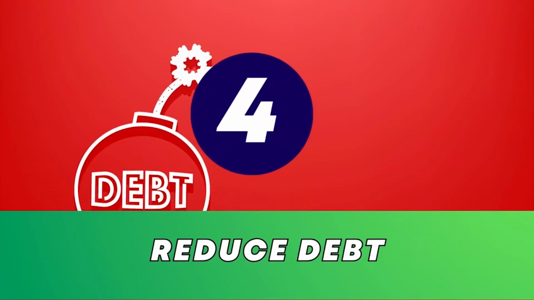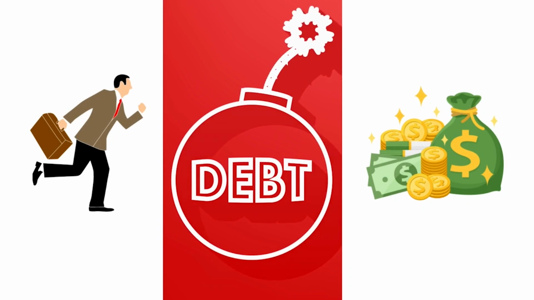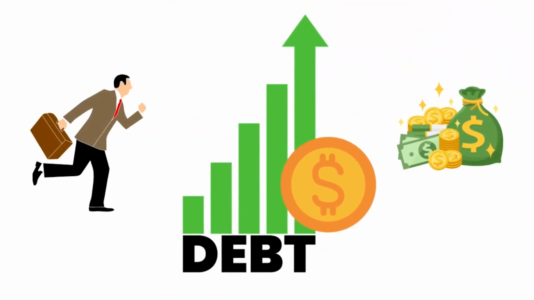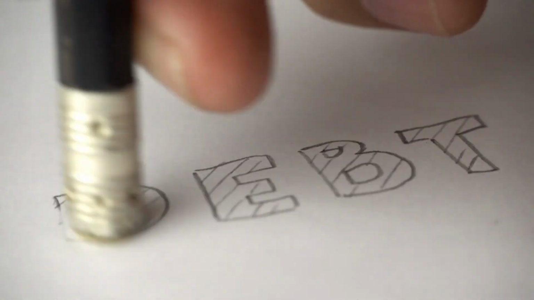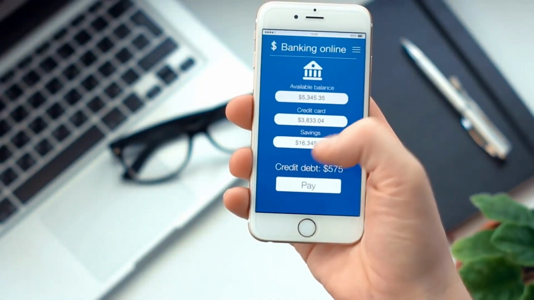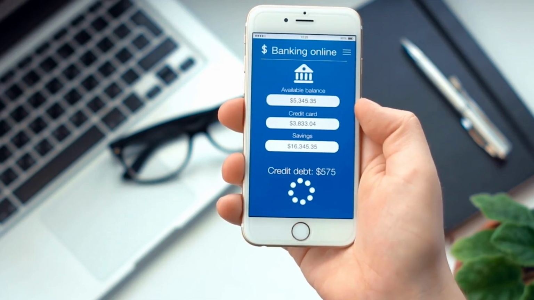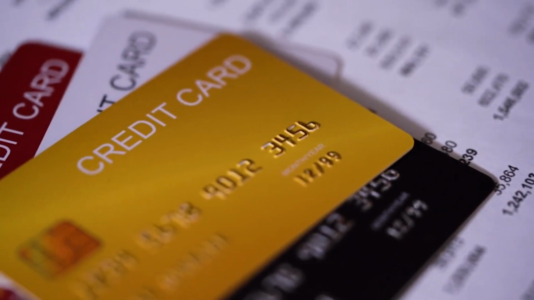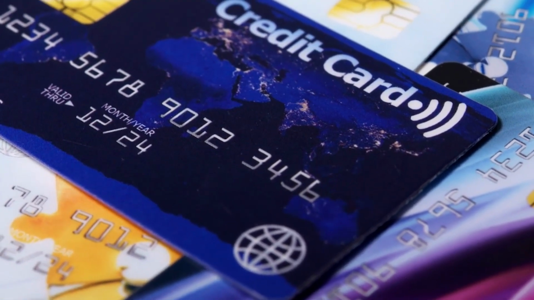Step 4. Reduce debt. One of the biggest obstacles to achieving financial goals is debt. High levels of debt can make it difficult to save money and invest in the future. It's important to take steps to reduce your debt so you can free up more money to save and invest. To reduce your debt, focus on paying off high-interest credit card balances first. Credit card debt typically has the highest interest rate and can quickly spiral out of control if not addressed.